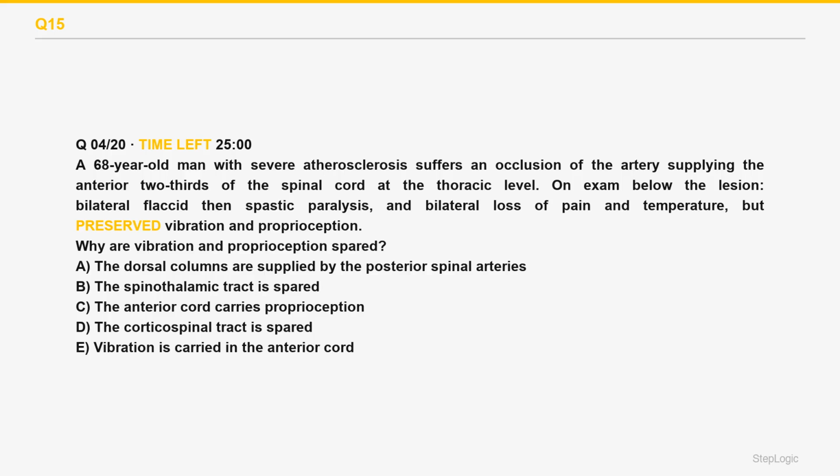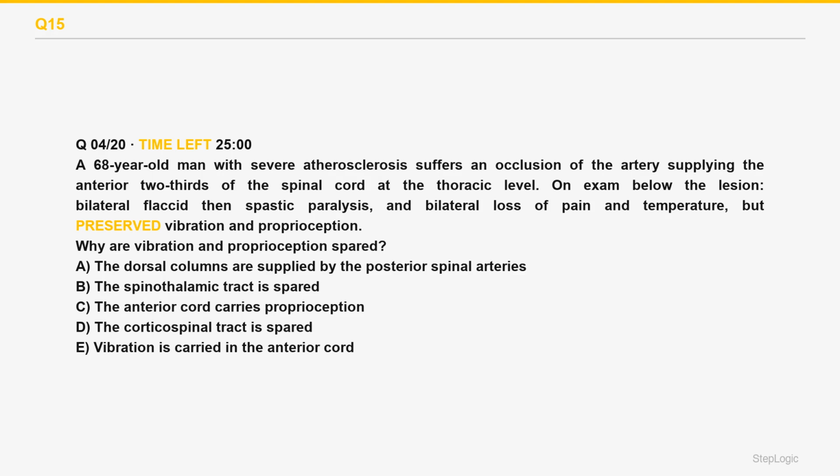Why are vibration and proprioception spared? A 68-year-old man with severe atherosclerosis suffers an occlusion of the artery supplying the anterior two-thirds of the spinal cord at the thoracic level. On exam below the lesion, bilateral flaccid then spastic paralysis and bilateral loss of pain and temperature, but preserved vibration and proprioception.